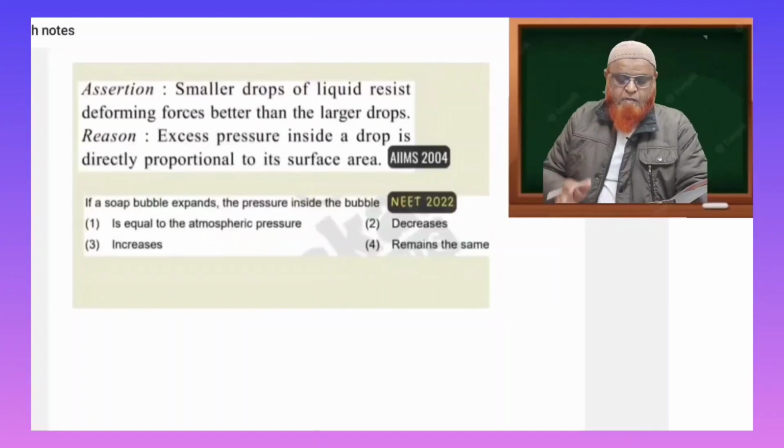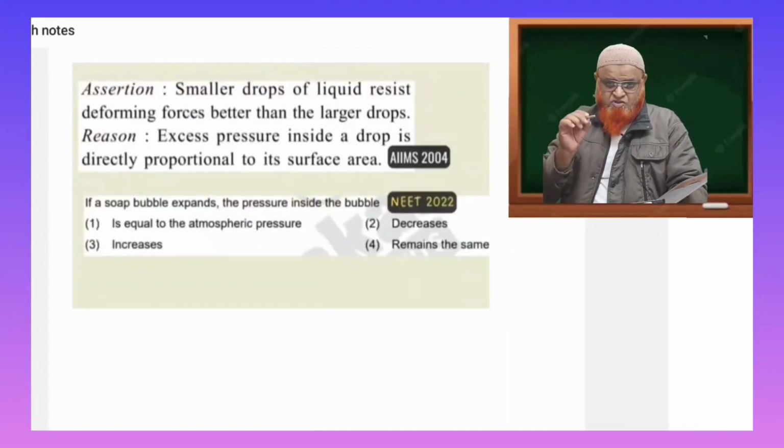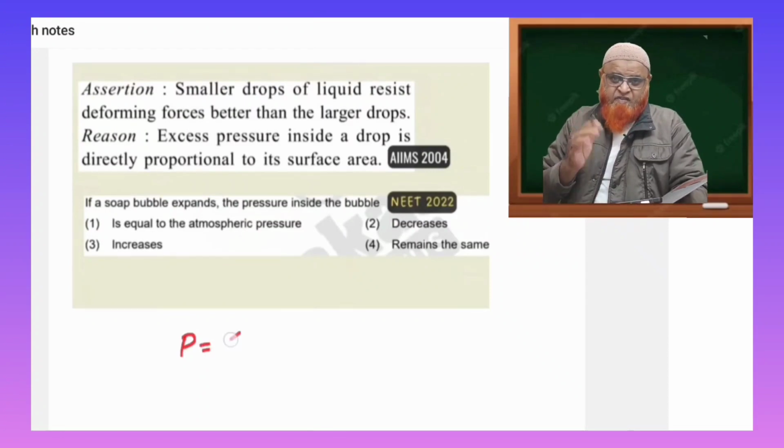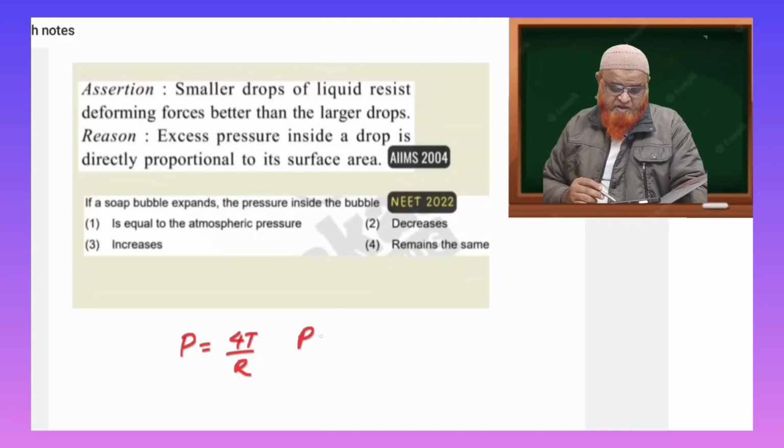My dear students, let us start a double question repeated NEET question series here, which is a very fascinating series. In this, the questions will be repeated 2 times. You all know that pressure is nothing but 4T by R.